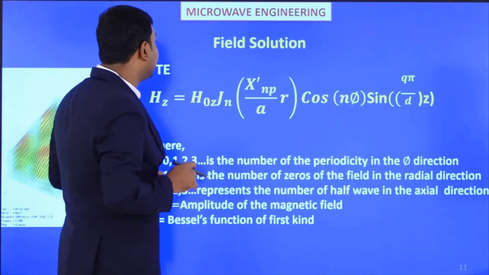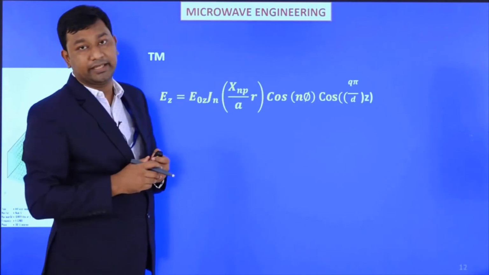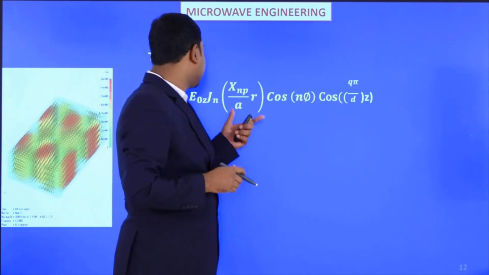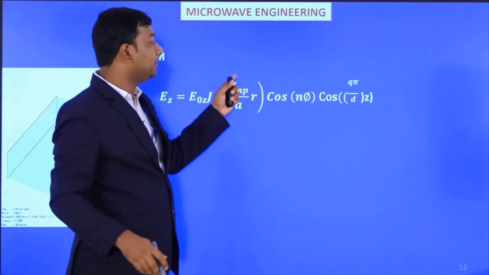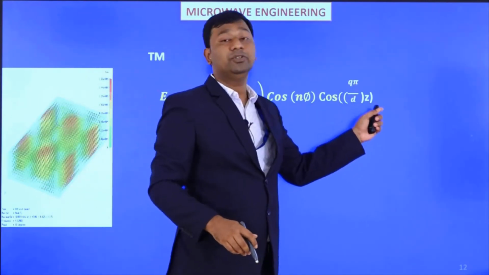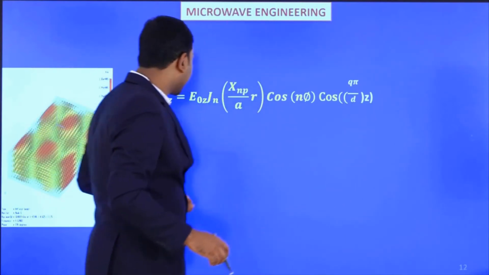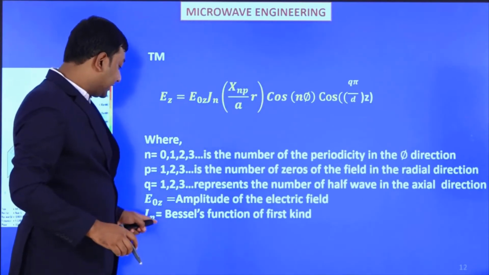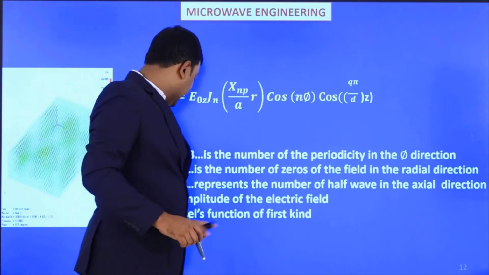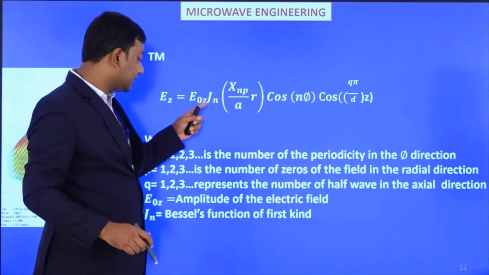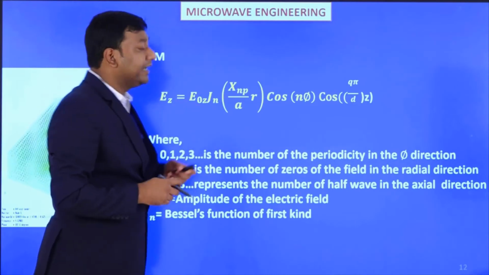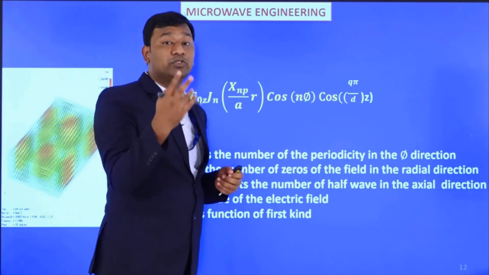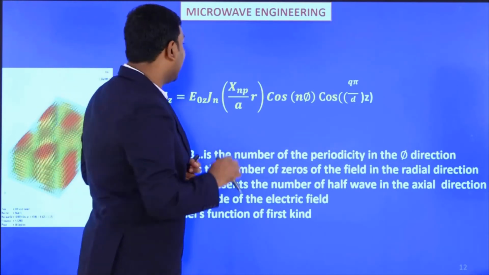Now we'll see the field equations for transverse magnetic cases. Only the changes will be in this part: in Jn, instead of x' np, xnp will come, and cos(qπ/d z) instead. Here E naught Z is the amplitude of the electric field, and Jn is the Bessel function of the first kind.